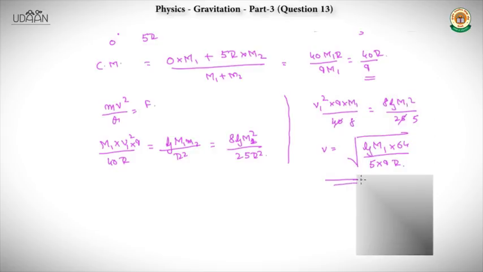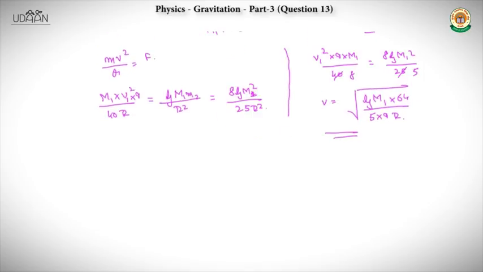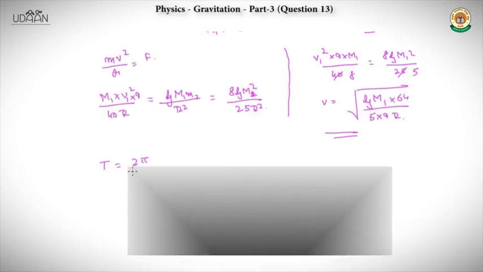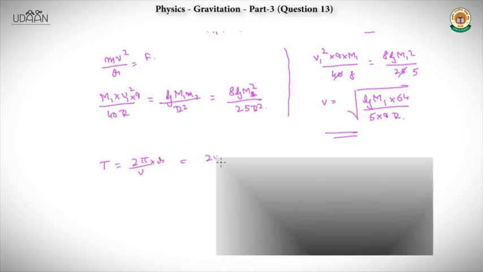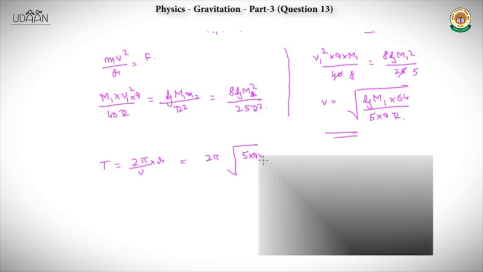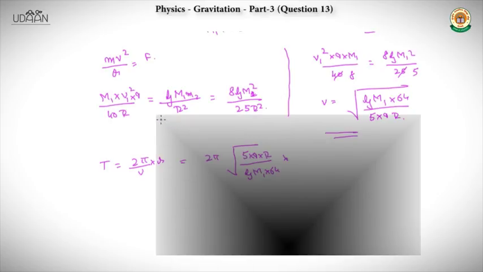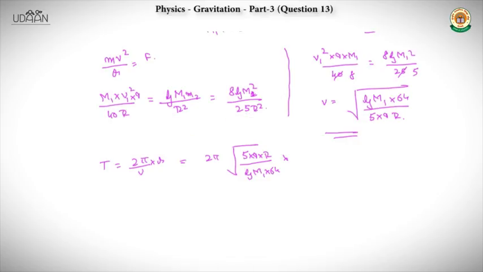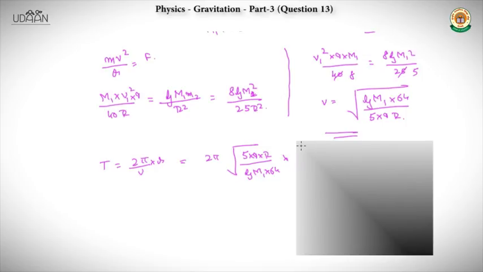So this is the velocity that we have found. Now the time period would be 2 pi upon v into r. I'll directly write it down. So 2 pi into velocity is equal to 5 into 9 into r upon G m1 into 64 into the radius over here, which would be the distance from the center of rotation. So this will come out to be 40r upon 9.